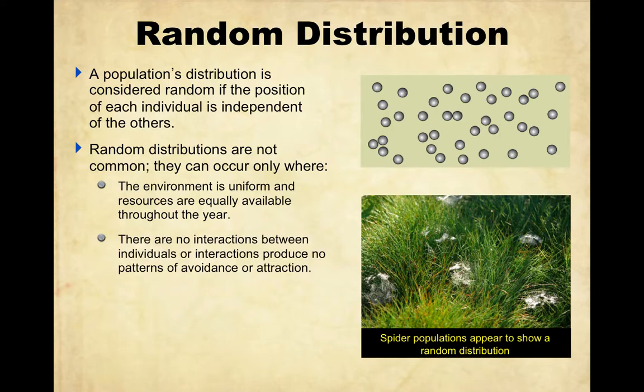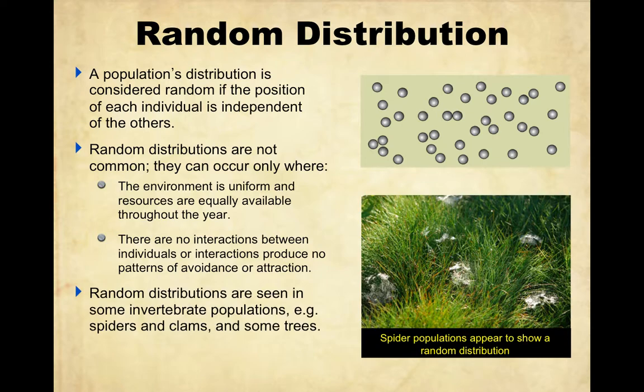And when there's random distribution, there's not a whole lot of interaction between the individuals. So it's not like they're competing either. If they were competing like the cactus were, then they would be more uniformly distributed. So we see this in some spiders, clams, and trees, but again, the key characteristic is that they can't be competing for resources nor space.